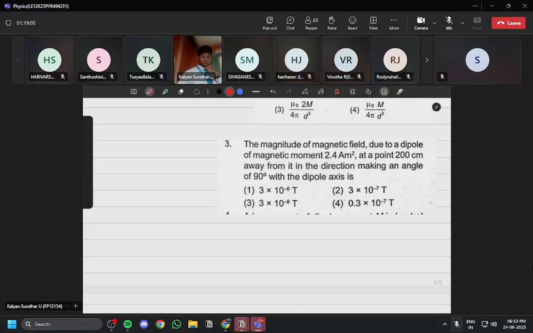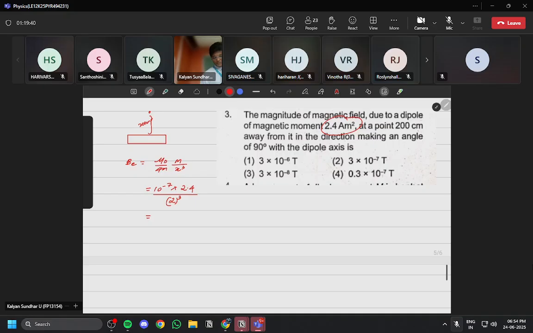Let it be x distance, 200 centimeter away. So magnetic field due to equatorial will be equal to mu naught by 4 pi, M by x cube value. So mu naught by 4 pi is 10 to the power minus 7, and the magnetic moment is 2.4. Distance between them is 200 centimeter; if you convert centimeter to meter, it is 2. So 0.3 into 10 to the power minus 7 will come. Correct?